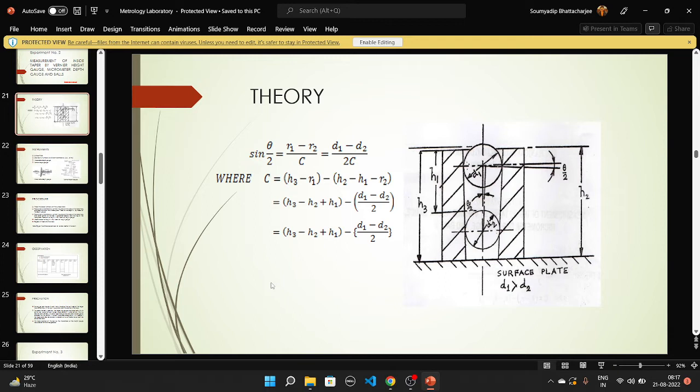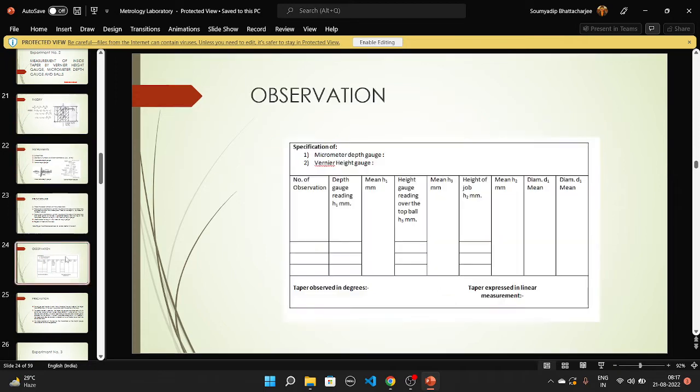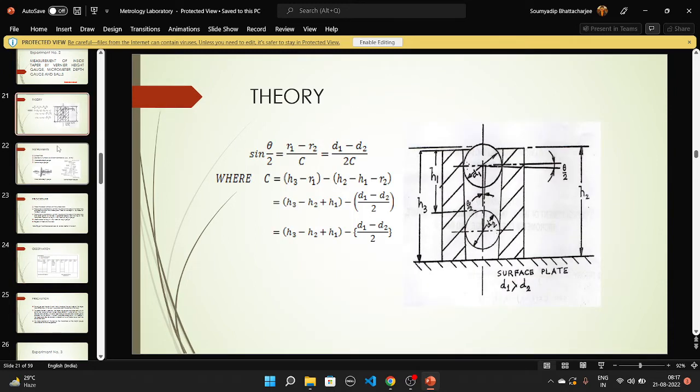Now, coming to your lab class here, before you go to the calculation part, there is one correction you need to do here. The H3 value is not shown correctly. H2 and H3 are looking to be the same, right? H3 you should take over the ball, over the upper ball. Okay, over the upper ball.